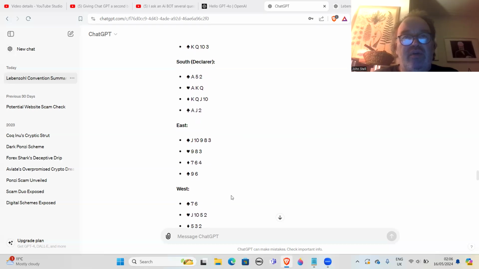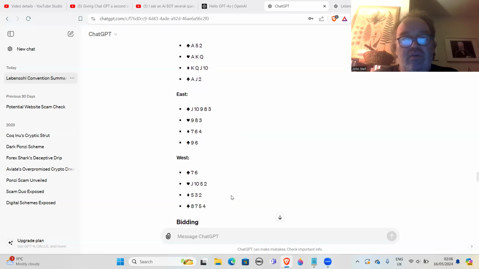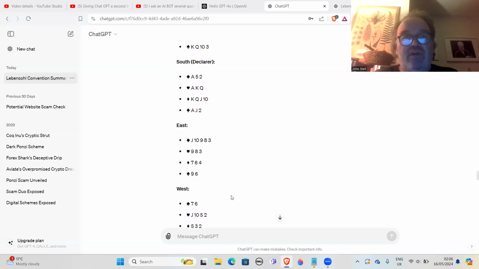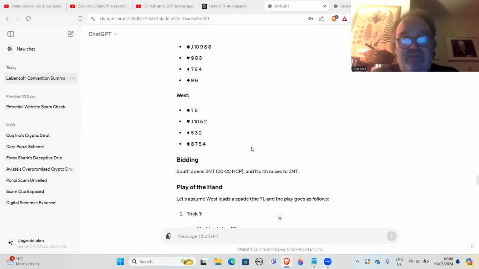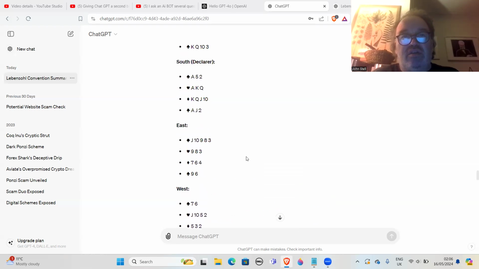Just check the clubs. King, Queen, 10, 3. 7, 8, 9, 10, 11. Yeah, 8, 7, 5, 4. Right, brilliant. So it has created 4 different hands with different cards. So that's good. So we've got here south opens 2 no trumps and north raises to 3 no trumps.